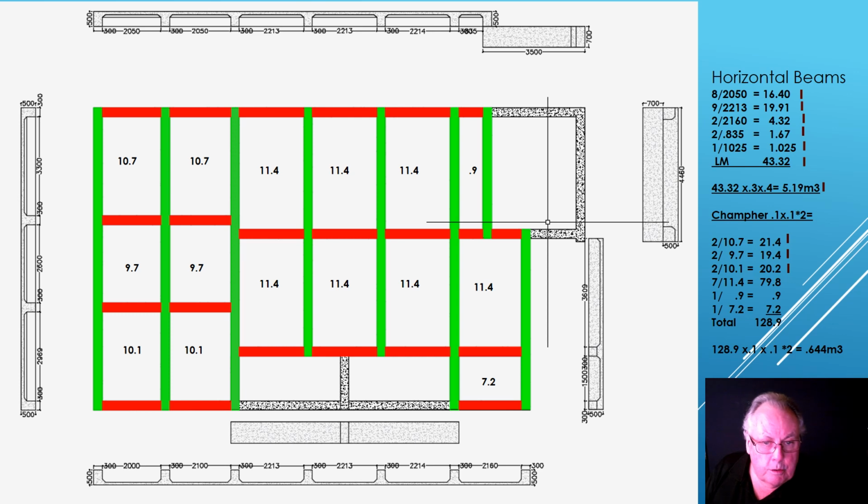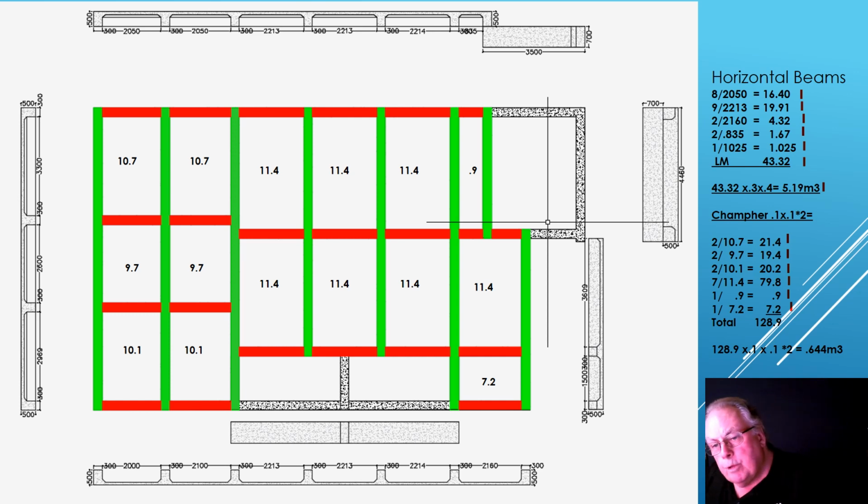So we can actually look at this, and we've got 7 at 11.4. We've got our 1 at 900. And we've got a 7.2 just here. So when we calculate all these together, we end up with a total of 128.9.